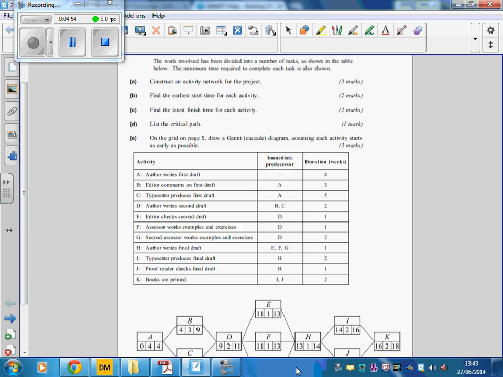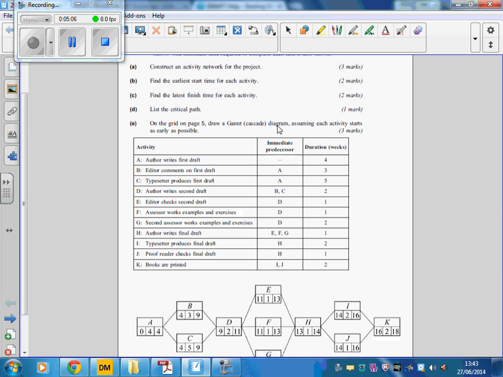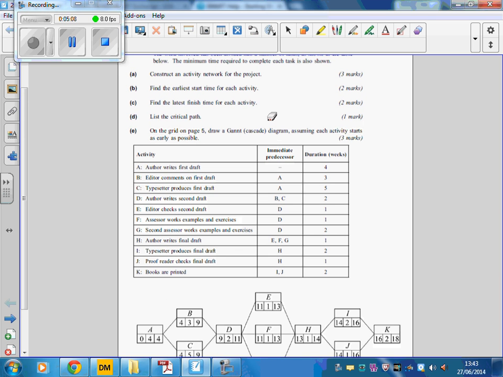So by the time we've done that, we've actually constructed our activity network. We've found the earliest start time for each activity, you found the latest finish time, so they're all just written onto the activity network. That's absolutely fine. And the last thing, of course, that we have to do here before we go on to the Gantt chart is to list the critical path.